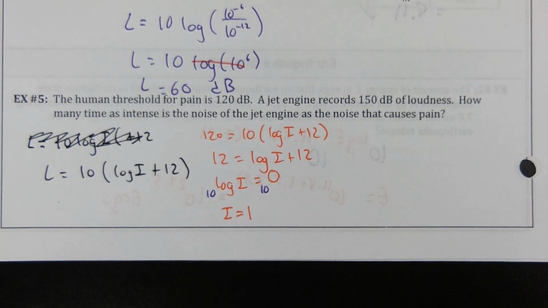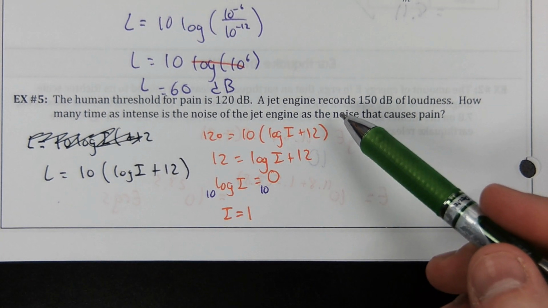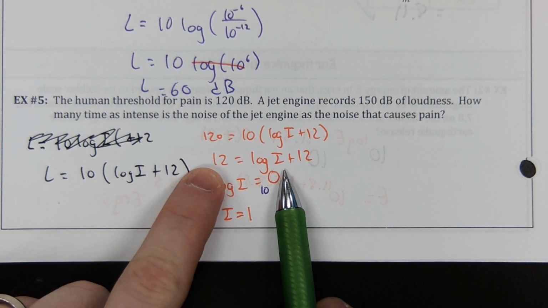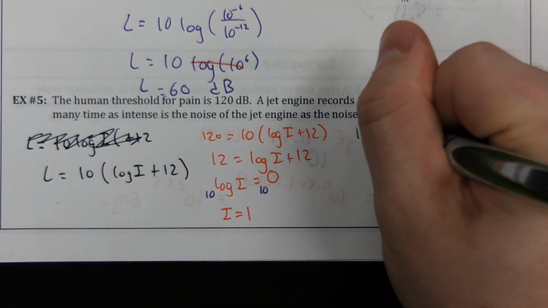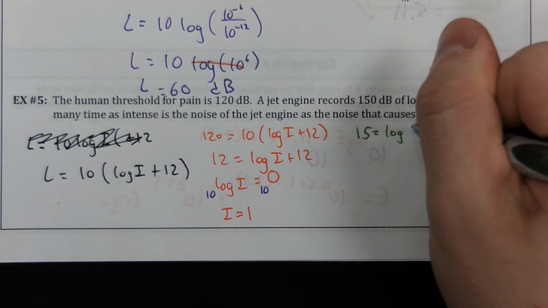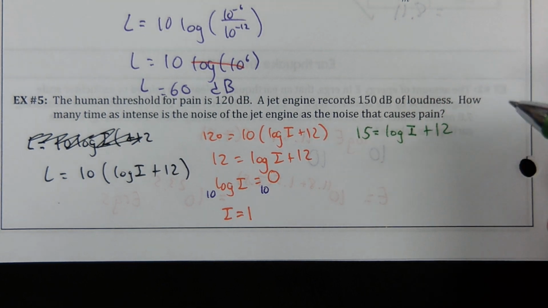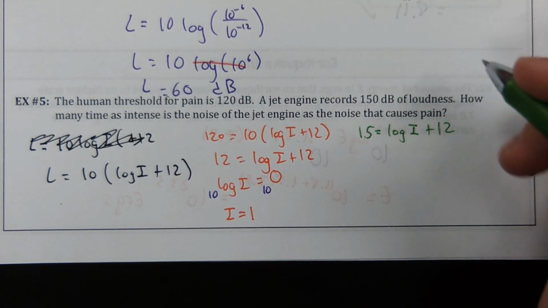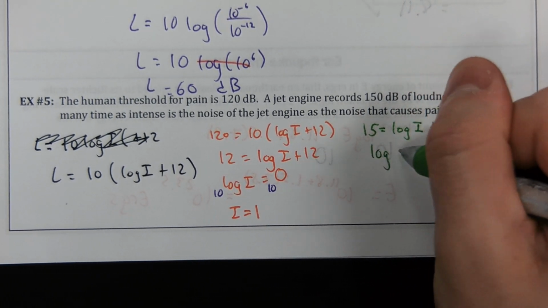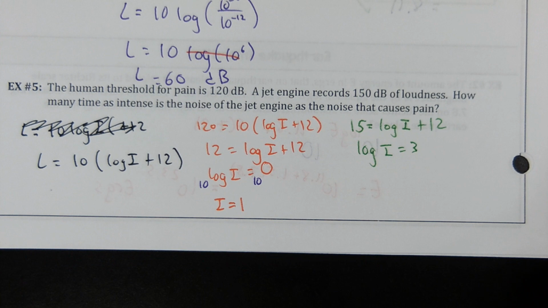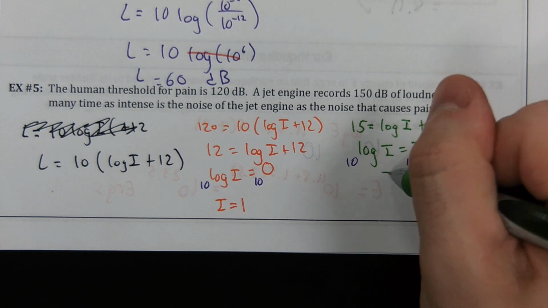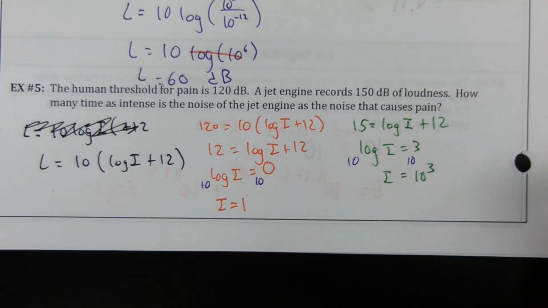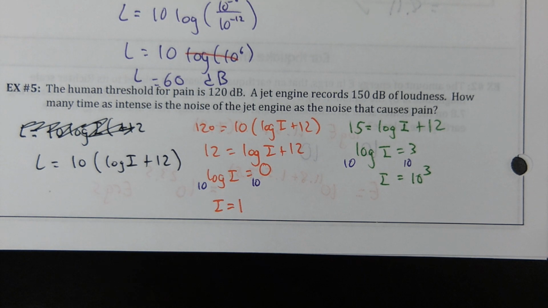Okay. The other one, let's do it. You guys see what's happening here? If I set it equal to 150, I'm still going to divide by 10, so I'm going to get 15 equals. So I'll just jump right to that to save myself some space. Subtract the 12, and you get that the log of the intensity is 3. So when you isolate the intensity by, again, using exponential base 10, what you get is that it is 10 to the 3 watts per square meter.